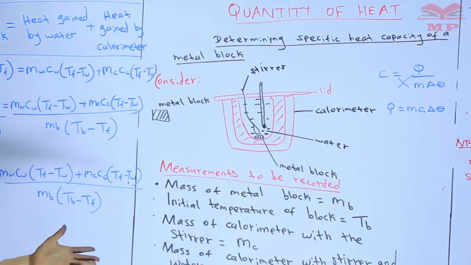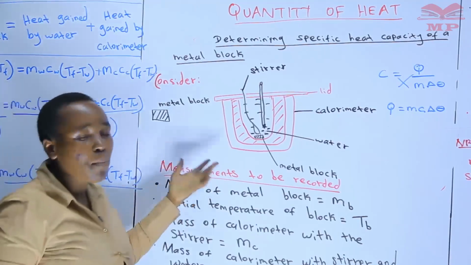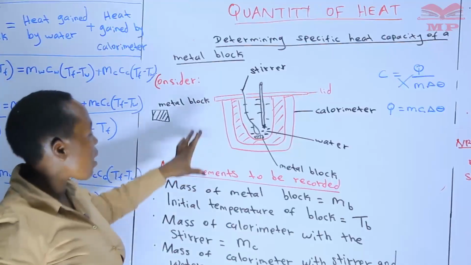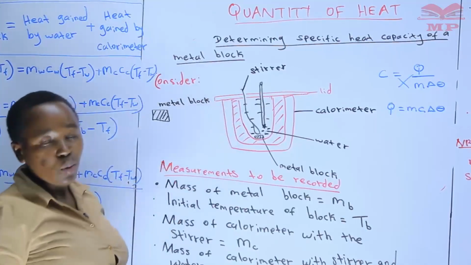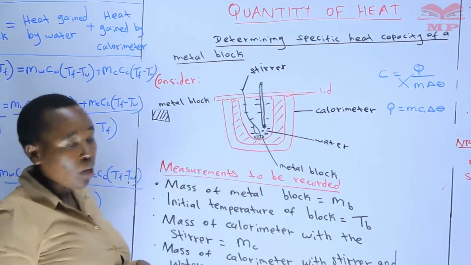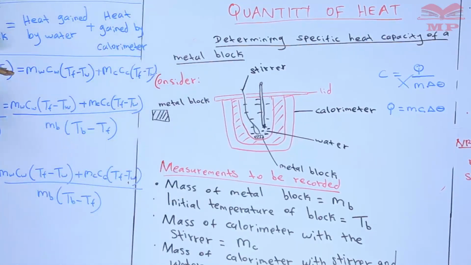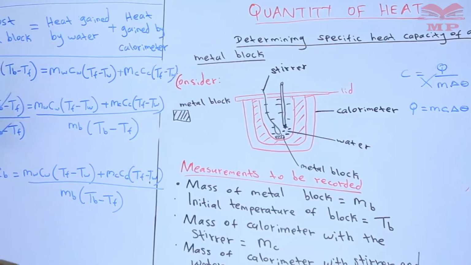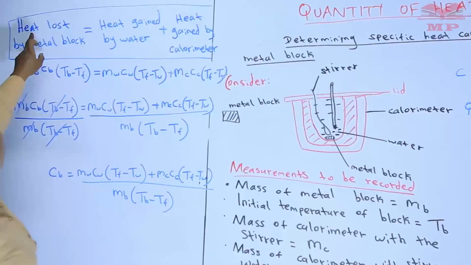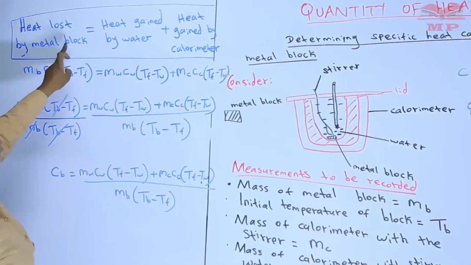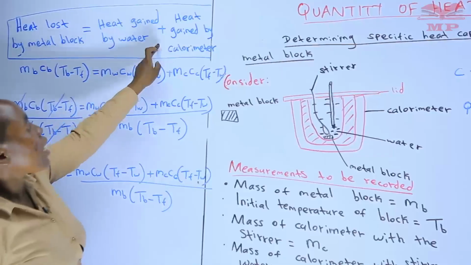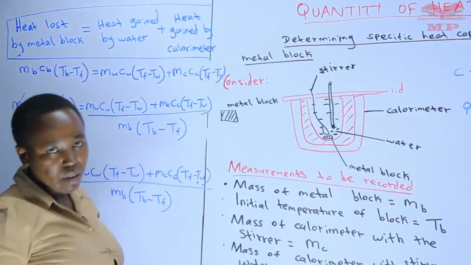In an exam, you can be told to state some of the measurements that need to be taken, for example, in such an experiment to determine the specific heat capacity of this metal block. And we have seen that, assuming there is no heat lost to the surrounding, all the heat that is lost by the metal block will be gained by water and also by the calorimeter.